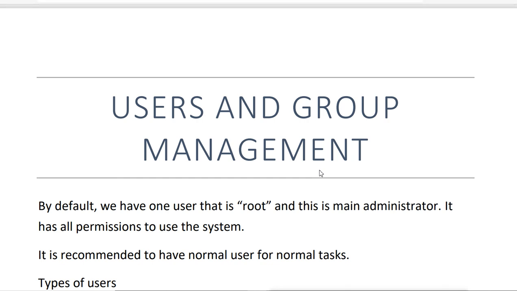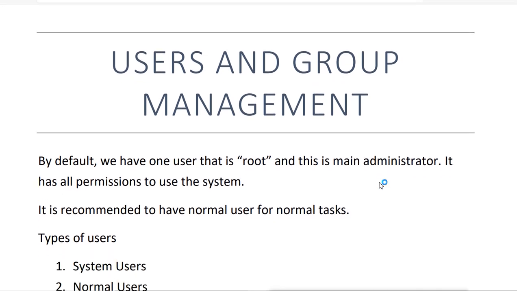User and group management. Today we will see user and group management in our RHEL 7. So first, by default we have one user, that is root, and this is the main administrator we have, and it has all the permissions on all the files and directories and everything of our system. So we have an administrator account called root. The name of the account is root, and this user has every permission to do anything in the system.